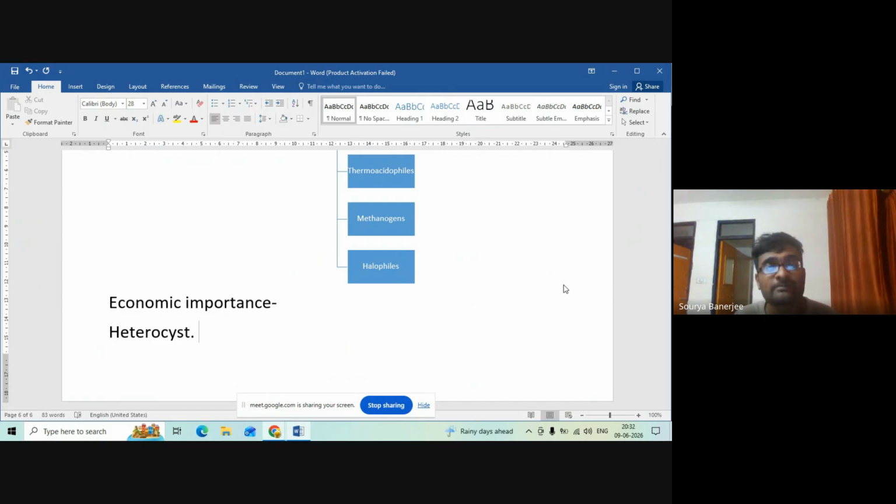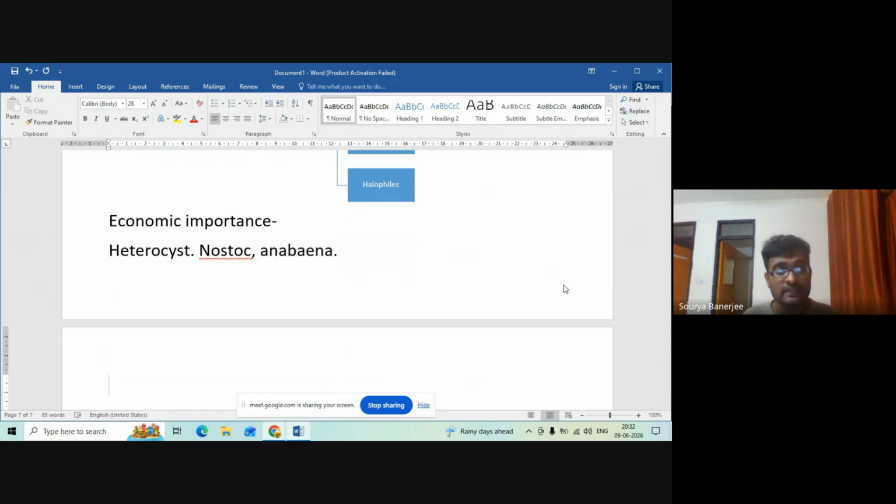Some examples of cyanobacteria are Nostoc, Anabaena, etc. And you know that bacteria are decomposers. So three main points you can mention.